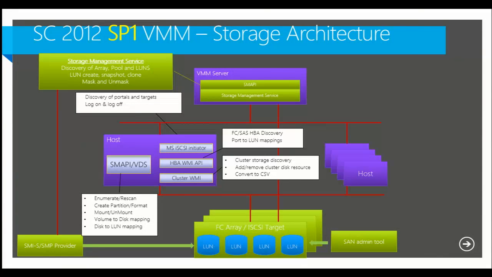And then finally, clustering, because cluster WMI is also very important. If you have to stand up a CSV after unmasking a LUN, we use the cluster API to add a disk resource and then also make it a CSV. So these are the APIs on the host side, only specific to storage. But again, there are other APIs such as Hyper-V APIs and stuff like that for VM management. Here I was only covering the storage aspect.